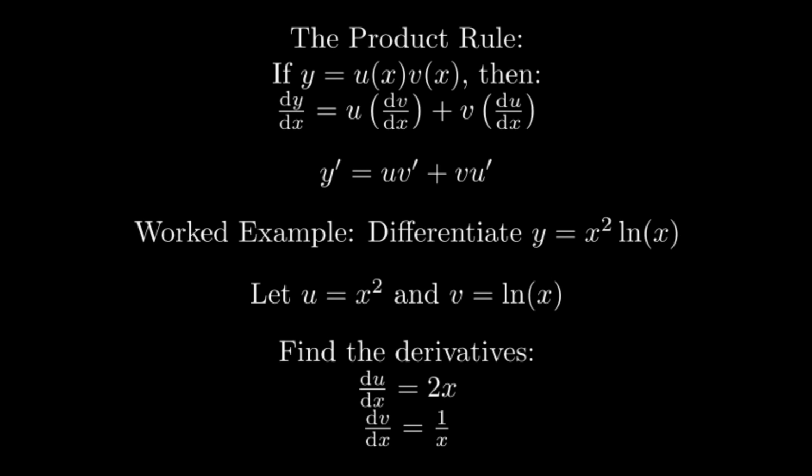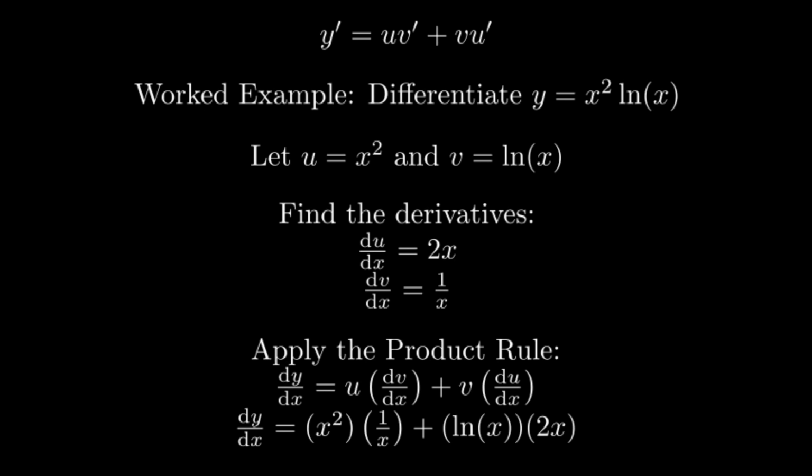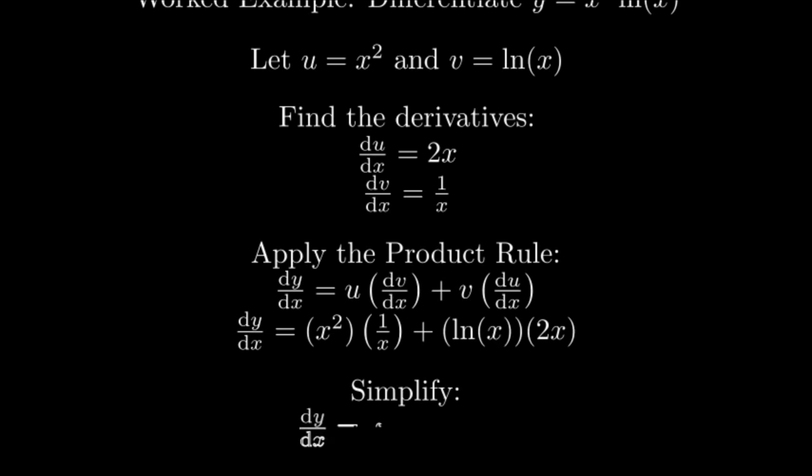Now we have all four components. We just need to substitute them into the product rule formula, uv prime plus vu prime. Substituting in, we get x squared times 1 over x, plus the natural log of x times 2x. The final step is to simplify the expression. x squared times 1 over x simplifies to just x.